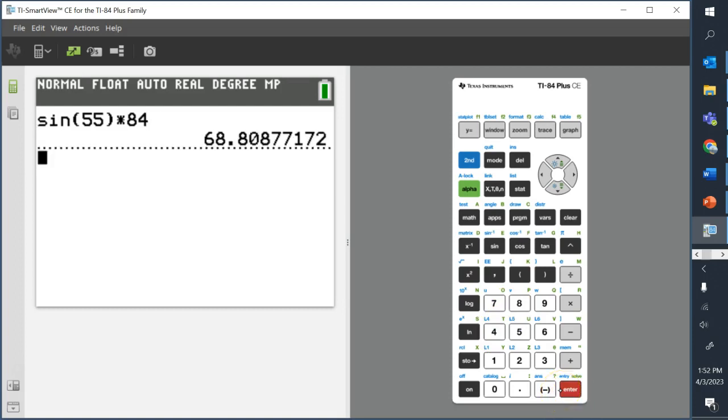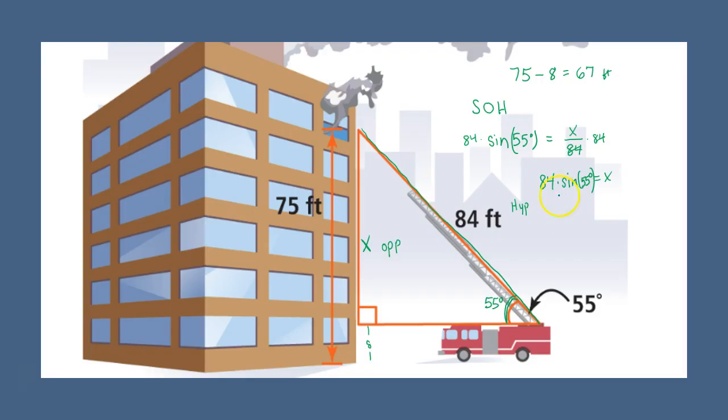And I get 68.8. So 68.8 feet is how long this length is. I needed it to be at least 67 feet. So yes, it's tall enough, I can reach the window.